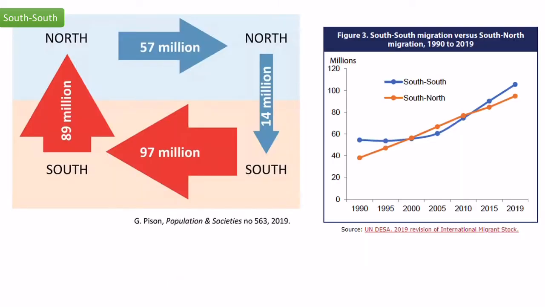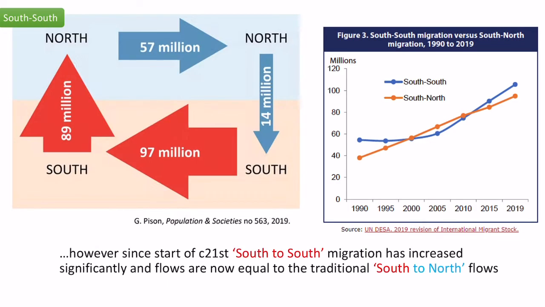What we started to see at the start of the 21st century is the flows of migration from south to south have increased significantly and are now equal to the ones that were happening on that traditional south to north. So if I look at the picture on the left here, I can see that south to south migration, when this was taken in 2019, was about 97 million people, which is really similar to what south to north was, which is 89. Again, significantly more than the other types of migration happening north to north or north to south, but we can see that they're actually very similar in terms of percentage of overall international migrants.